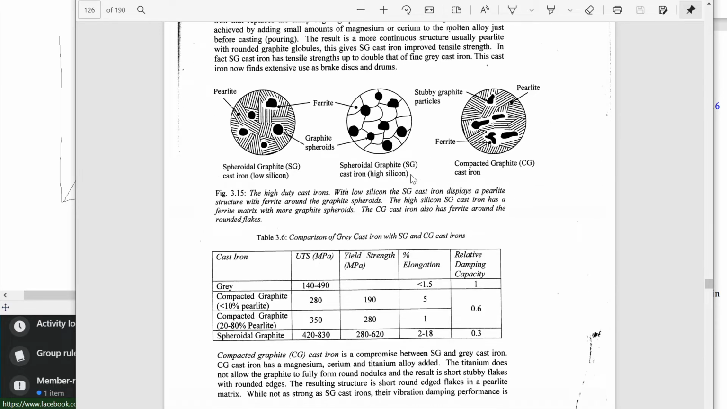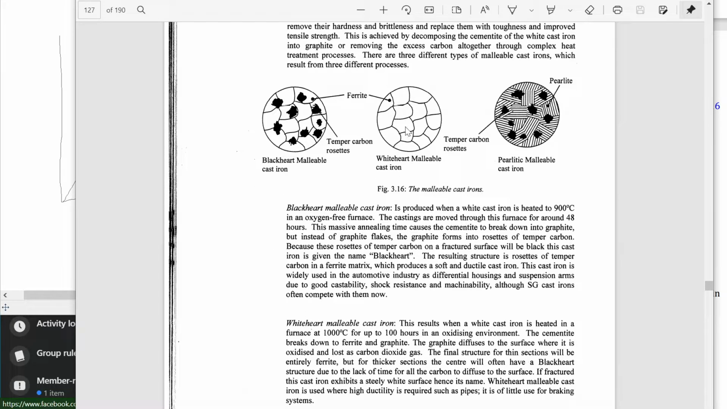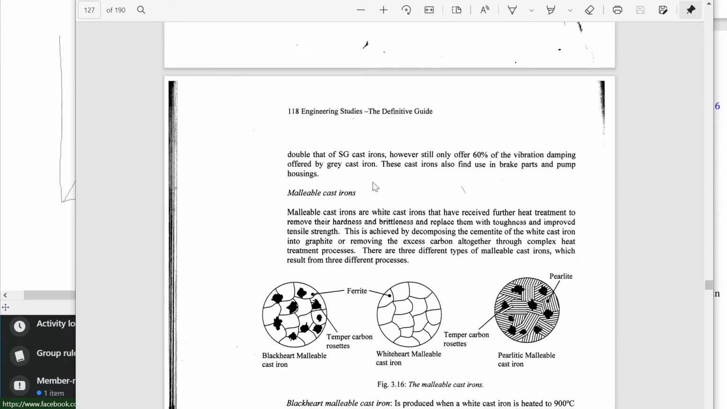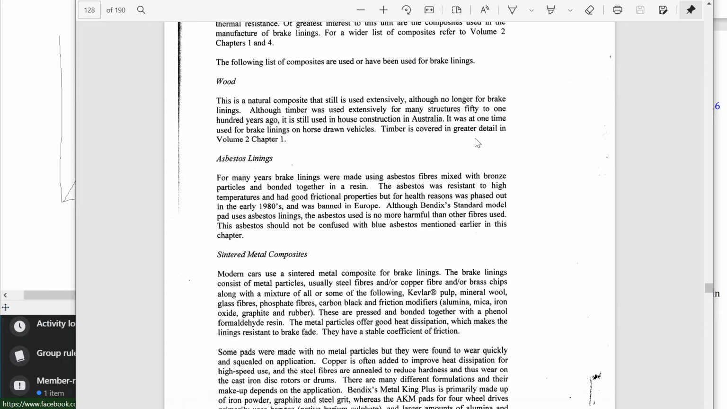Here we've got our spheroidal graphite and our compacted graphite. Here we have our White Heart's malleable cast iron. I make my references to Dragon Ball, how he goes through this, the third form, in order to produce White Heart.